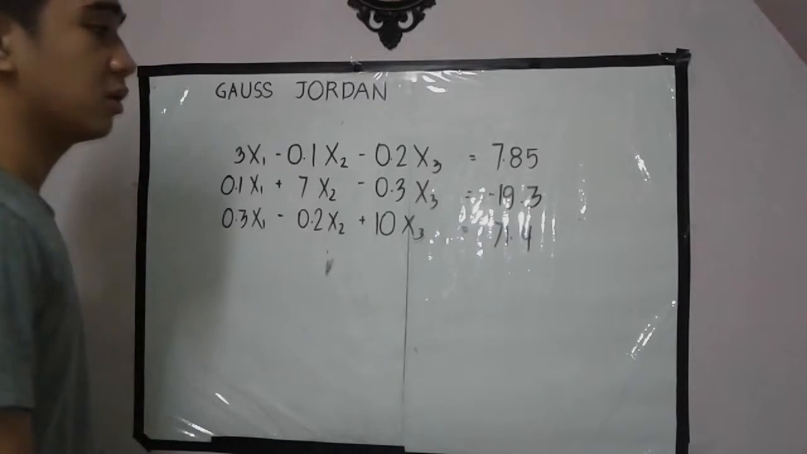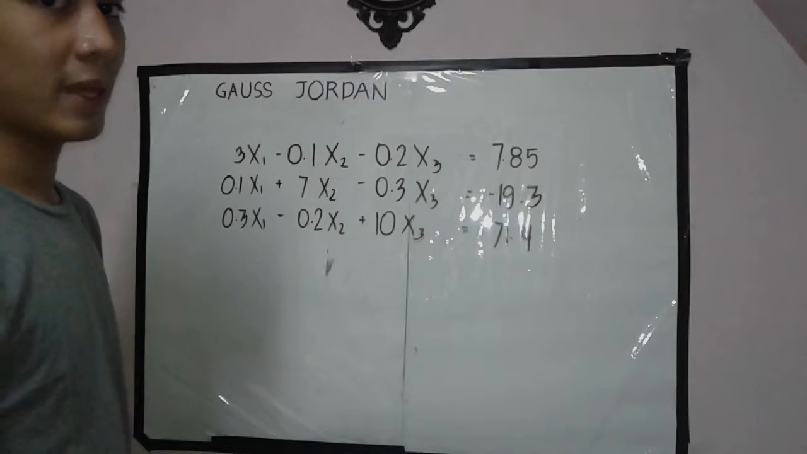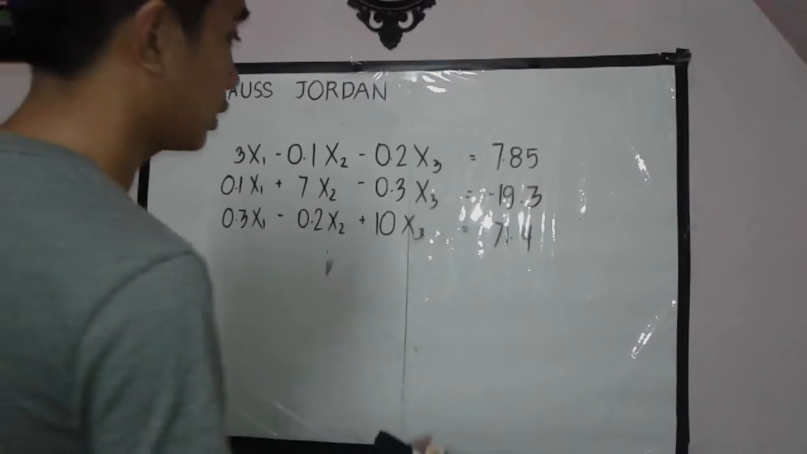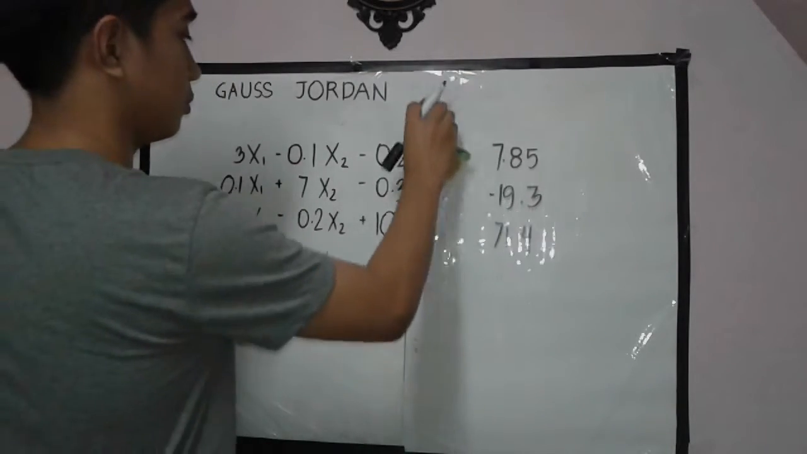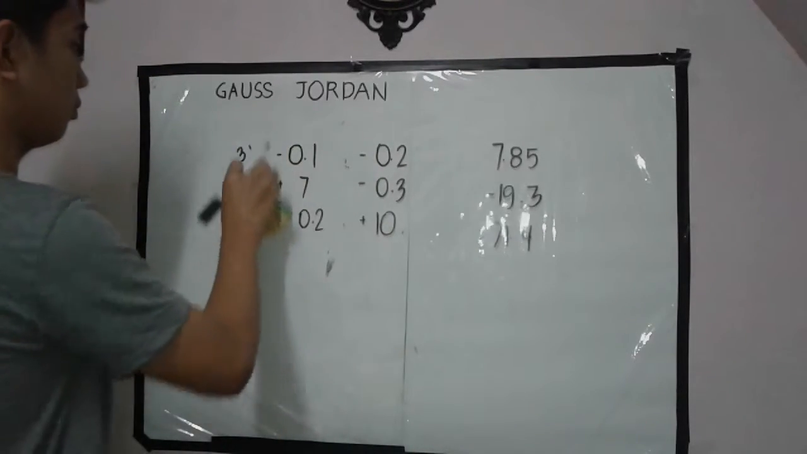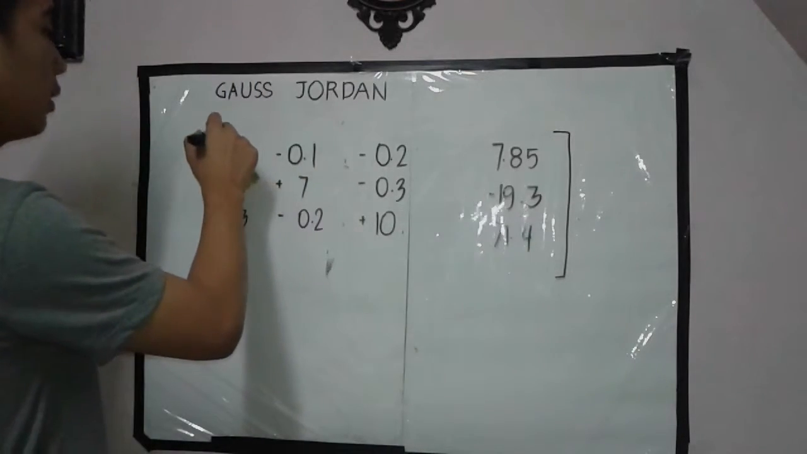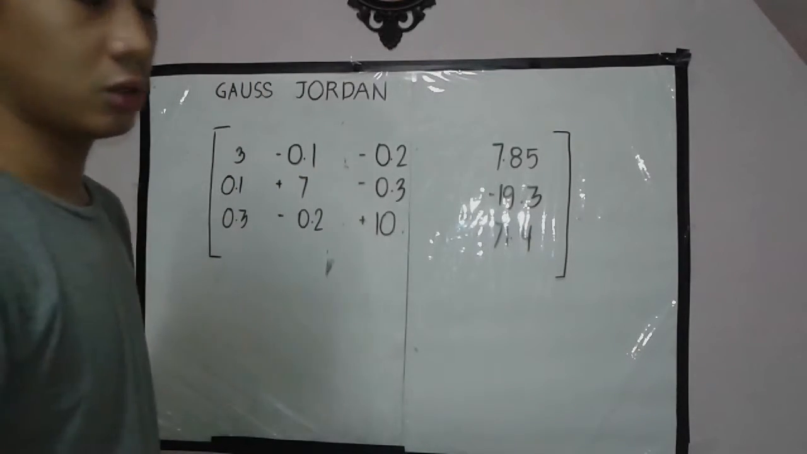The first step of solving the Gauss-Jordan is to transform your equation into an augmented matrix. So to do that, then you will have your augmented matrix equation of your Gauss-Jordan.